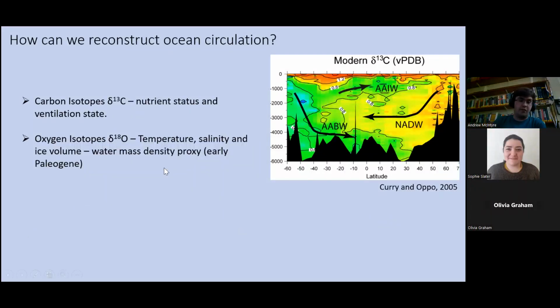Oxygen isotopes can give us information about temperature, salinity and ice volume, and these are really useful. For the early Paleogene, when you have very little ice volume on the continents, we can actually use the delta 18O as effectively a density proxy for your water mass, because the two factors controlling the delta 18O are the temperature and salinity.